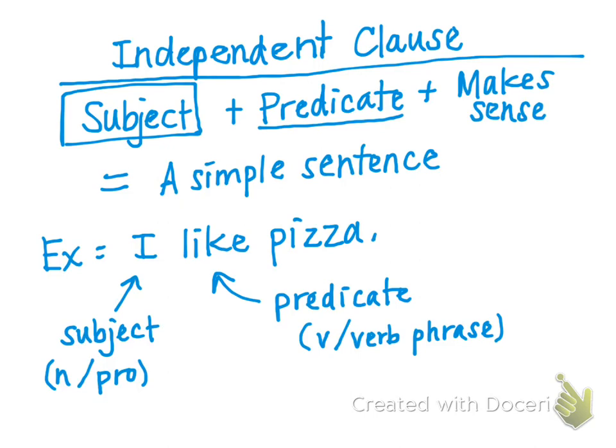Okay, so an example of this is, I like pizza. Our subject is I, so your subject is a noun or a pronoun, and then like is our verb. Like pizza becomes our verb phrase, that's our predicate, and it makes sense. Check, check, check, all those things, we are good to go.